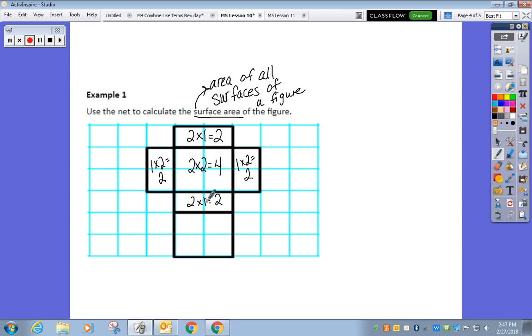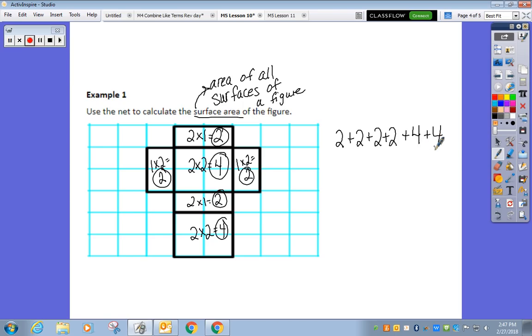Again, interchangeable, 1 times 2, 2 times 1. And then down here, another 2 by 2. So now if I just add all of their areas together, that will give me the surface area. So I am going to do 2 plus 2 plus 2 plus 2 plus 4 plus 4.